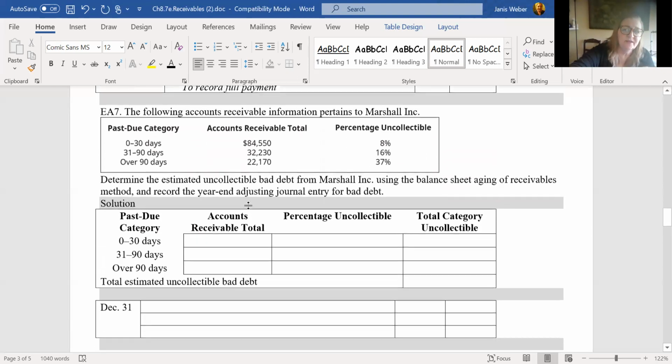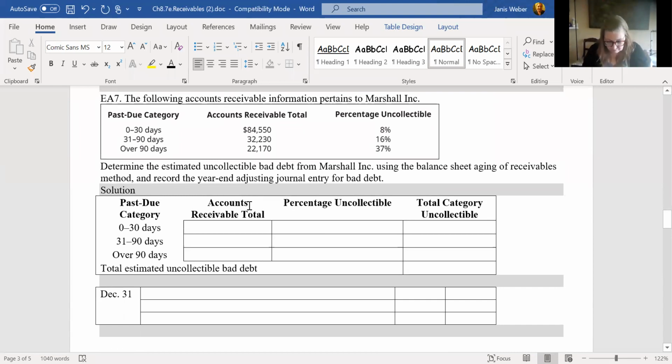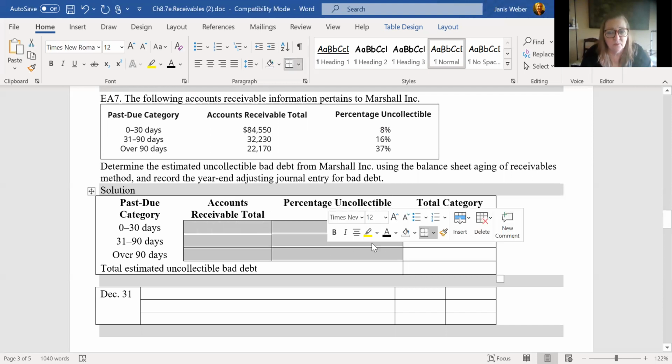All right, so E7 is the next one we'll work. This one says the following accounts receivable information pertains to Marshall Inc. These are the past due amounts and what's the uncollectible percentage of each one. This is what's called an aging schedule. So what you do is just multiply each of these receivable amounts by the uncollectible percentage, which we're doing right here. We're just going to put this in this format.